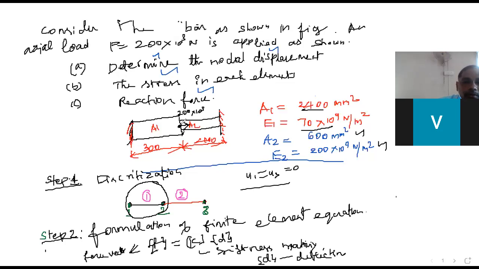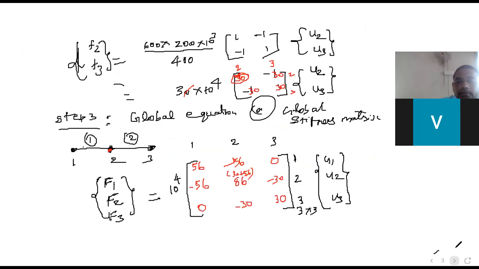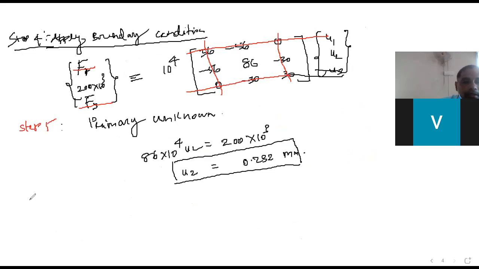What about the deflection at 1 and 3? There won't be any deflection at 1 and 3. Why? Because the end has been fixed. And in step number 6, you are supposed to find the secondary unknowns. What is the secondary unknown here? It is stress value. The secondary unknown here is finding the stress in element number 1 and element number 2.